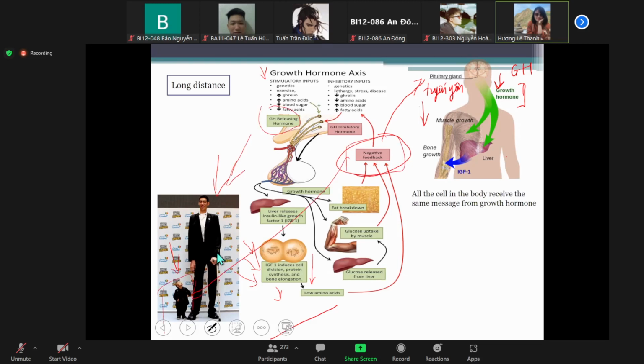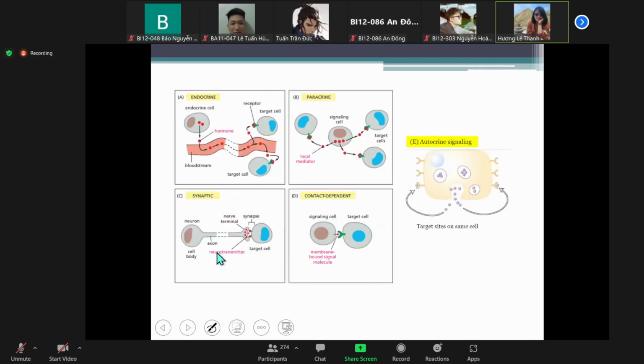So these are the three general types of distance, but in scientific terms, we divide this into 5 cases. First, endocrines. Endocrine is long distance: one cell secretes ligands, in this case hormones, which need to go through the bloodstream to reach the target cells. And the second case, paracrines, we can call the local distance.